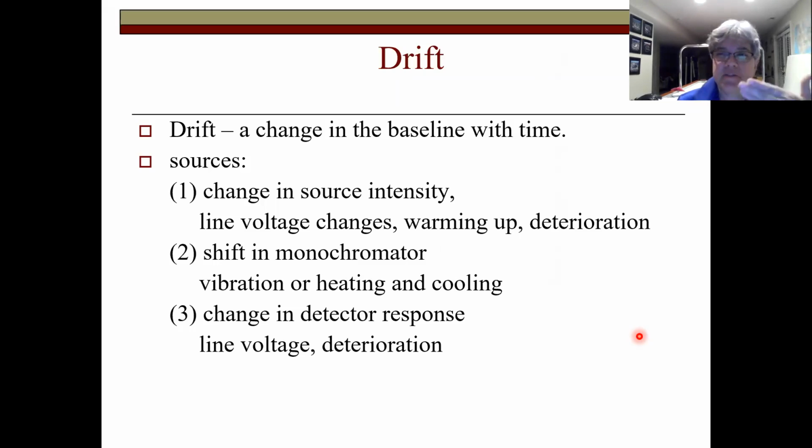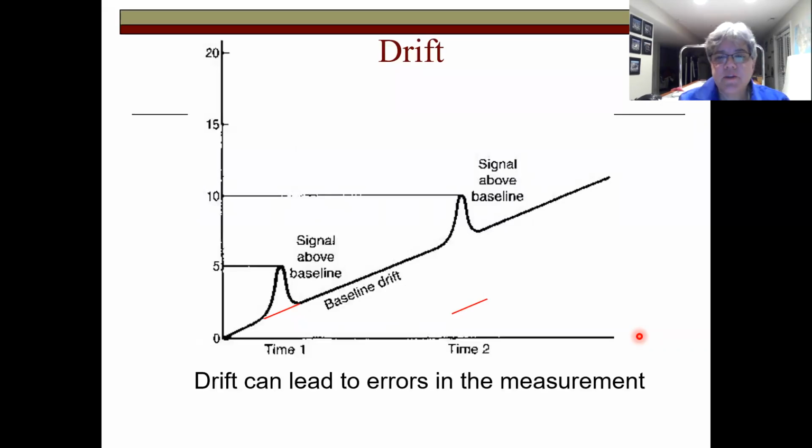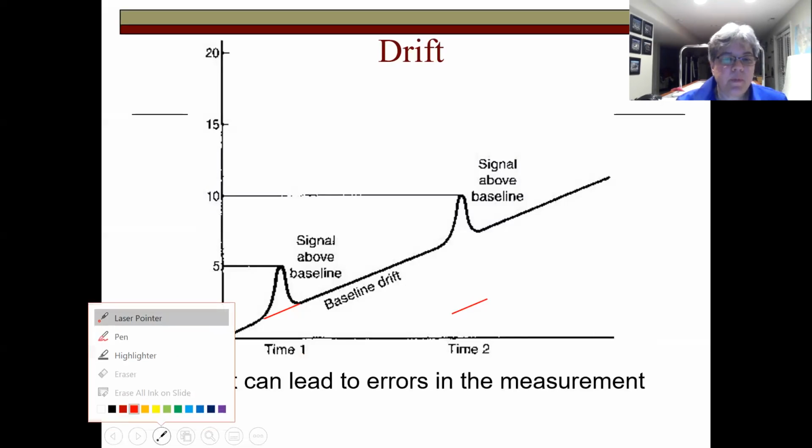And this can happen as your detector is getting older, or if the current, the voltage to your detector is changing a little bit, that changes its response. So any of these changes in your instrument can cause this thing called drift. So here's a very extreme example of drift.